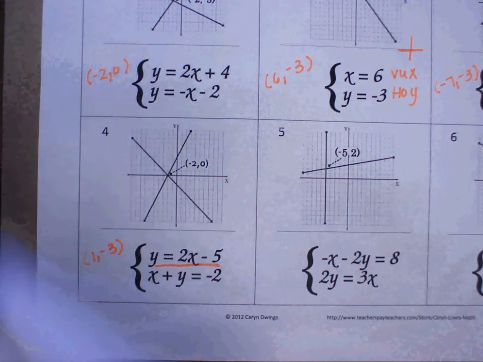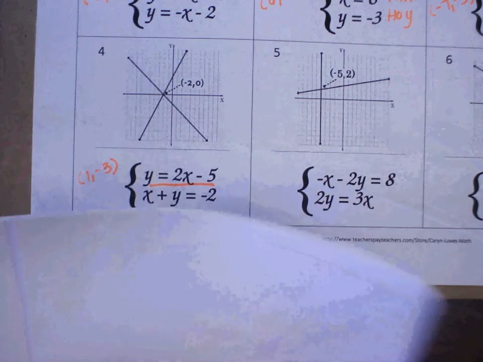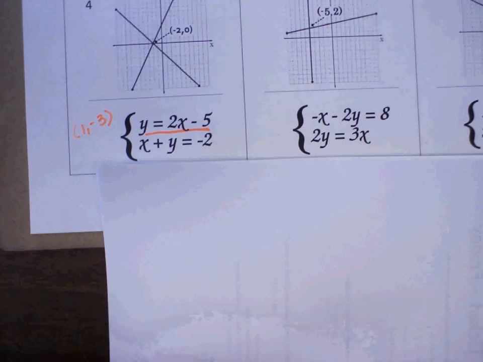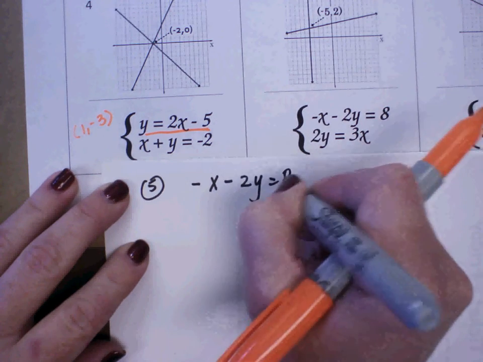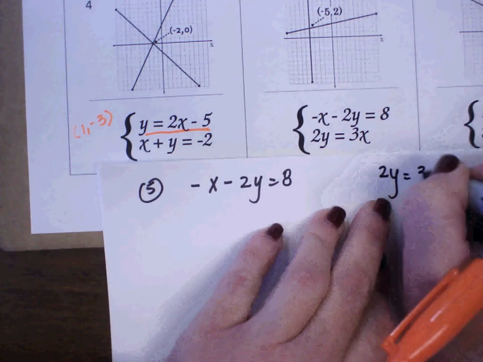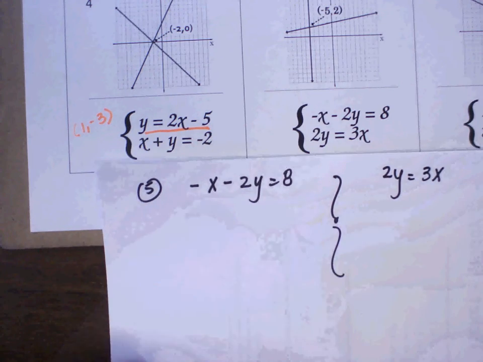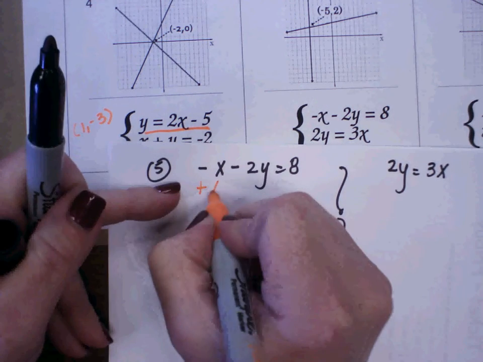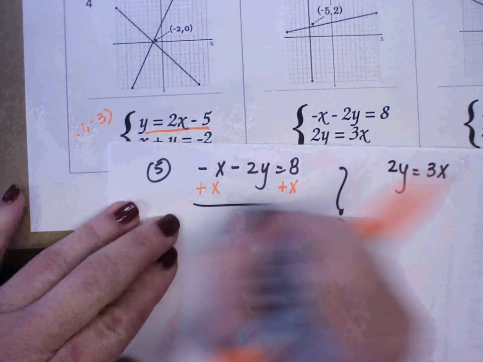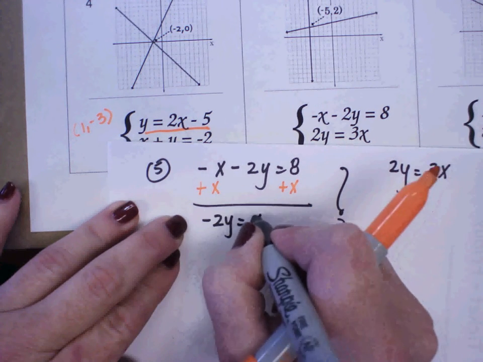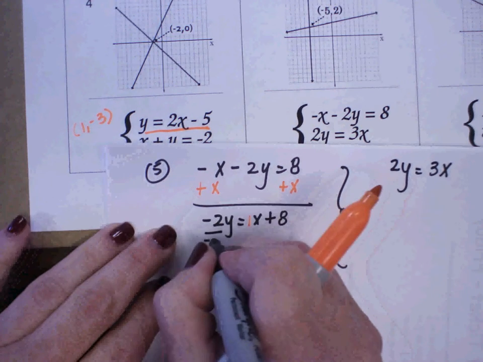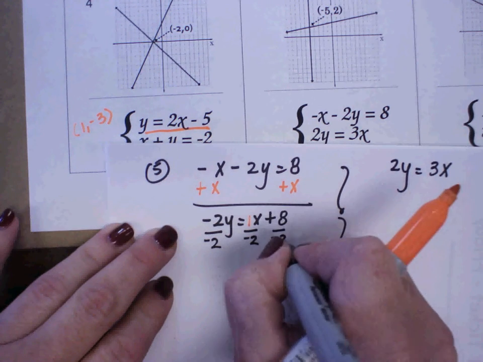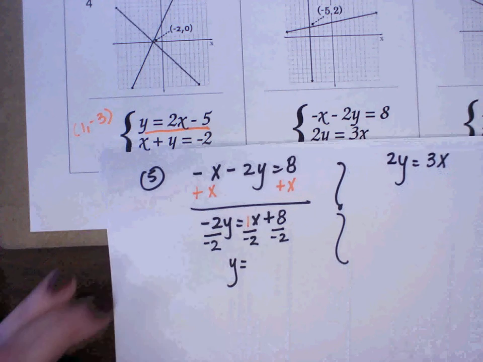All right, for number 5, we're going to have to solve for both of them, right? But the second one is not that hard, really. All right, let's go to number 5. Negative x minus 2y equals 8, and then 2y equals 3x. All right, so plus x. So negative 2y equals x plus 8. I have an invisible 1. And now I got to divide by negative 2. So y equals negative 1 half x minus 4.